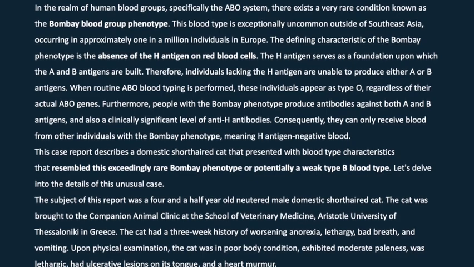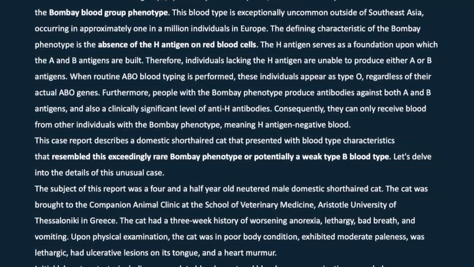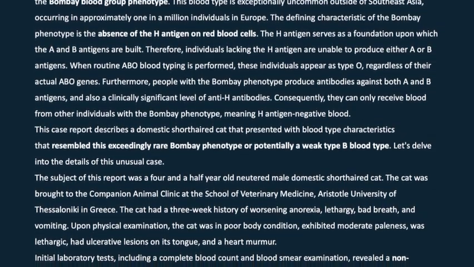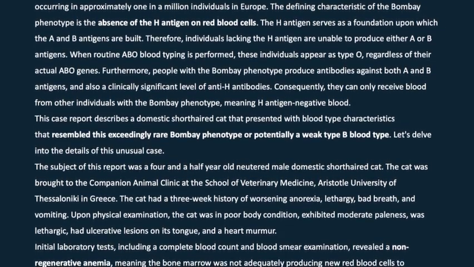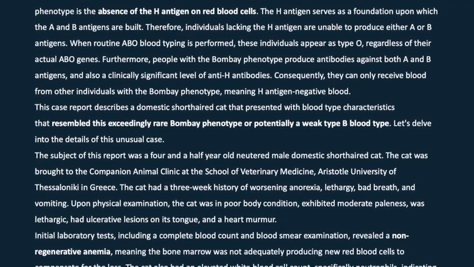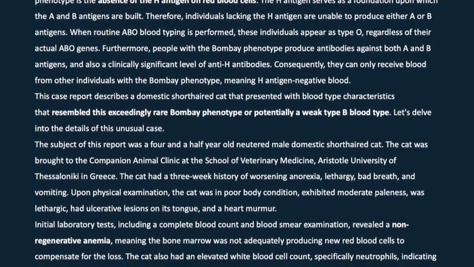Therefore, individuals lacking the H antigen are unable to produce either A or B antigens. When routine ABO blood typing is performed, these individuals appear as type O, regardless of their actual ABO genes. Furthermore, people with the Bombay phenotype produce antibodies against both A and B antigens, and also a clinically significant level of anti-H antibodies. Consequently, they can only receive blood from other individuals with the Bombay phenotype, meaning H antigen-negative blood.